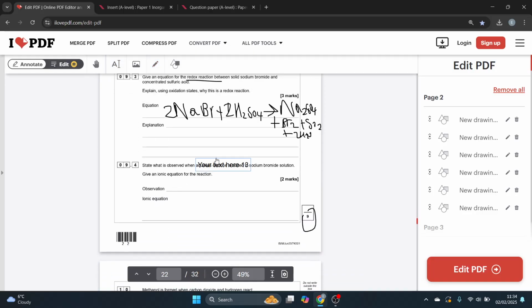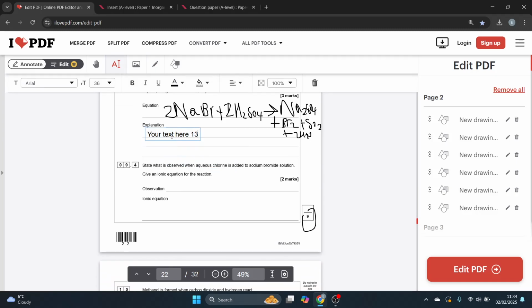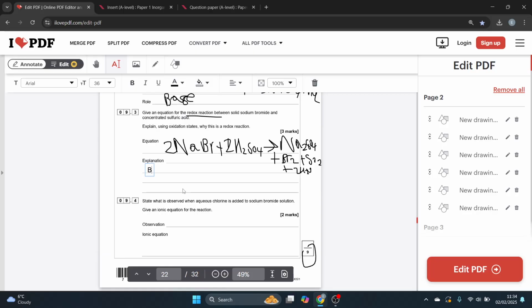Why is this a redox reaction, for 2 marks? I'm guessing the equation is only for 1 mark, I don't think it'd be for 2. So the explanation is 2 marks. I'll talk about the oxidation state. So Br changes from -1 to 0 and is oxidized.